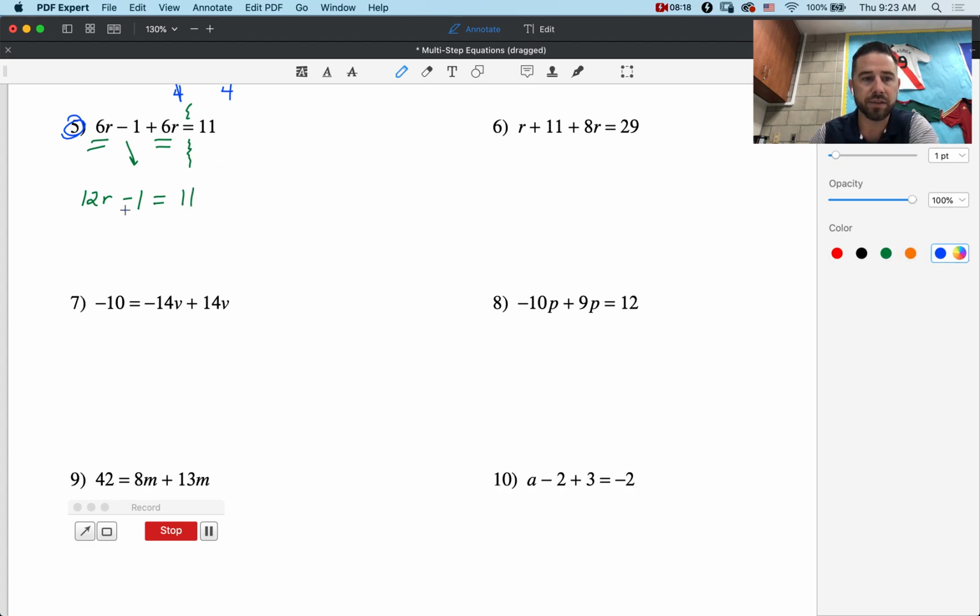Our next step is, remember, we can't touch anything that's stuck to the r until the very end. Can't touch it. So we want to get rid of this negative 1. We get rid of the negative 1 by adding 1. Okay, gone. And we have our 12r equals 11 plus 1 is 12. And now we can deal with that, right? What's being done to r? R is being multiplied by 12. So we're going to do the opposite and divide by 12. And r equals, what's 12 divided by 12? 1.